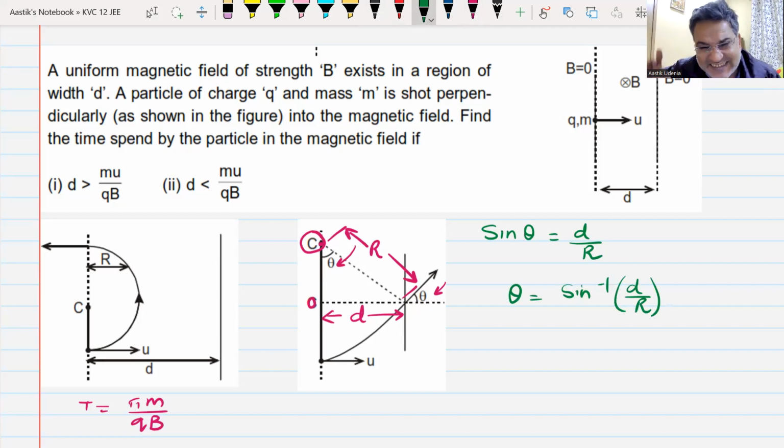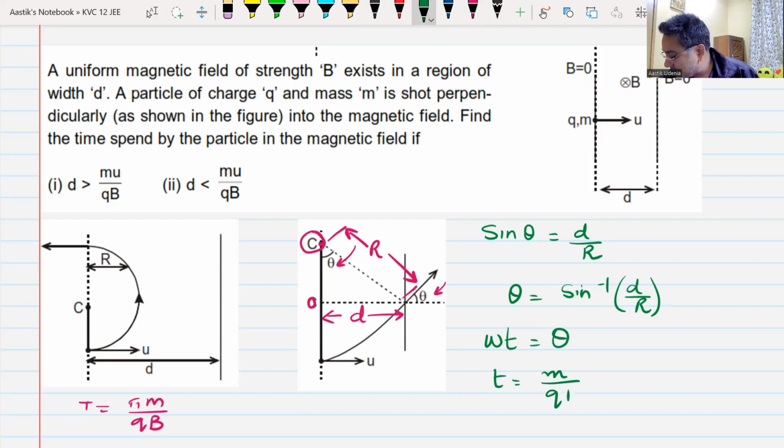If you know the value of theta, then time is known because omega into T is your theta. This is uniform circular motion, my dear friends. So the time will be theta divided by omega, that is, m by QB multiplied by theta. Theta is sine inverse of D by R. This is the answer that we were looking for. Do we understand this? Understood, sir.